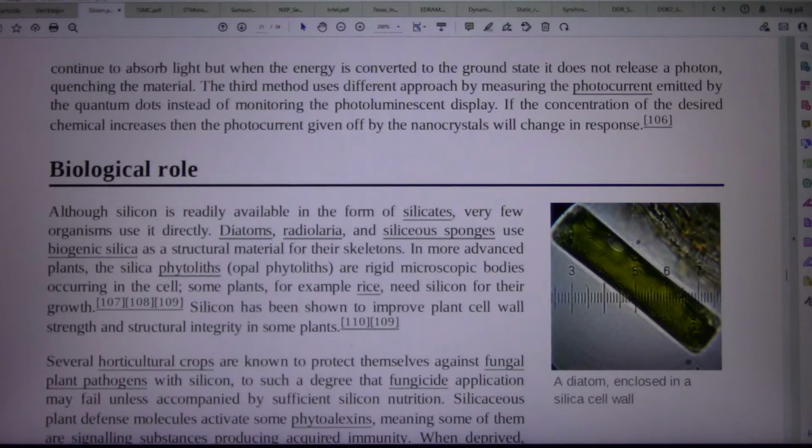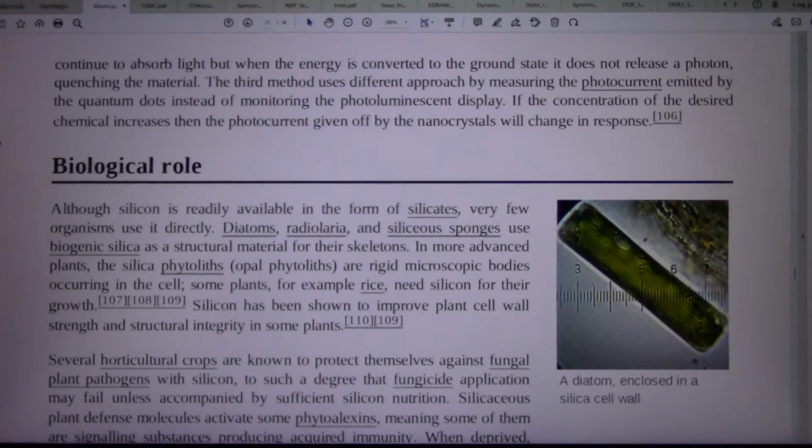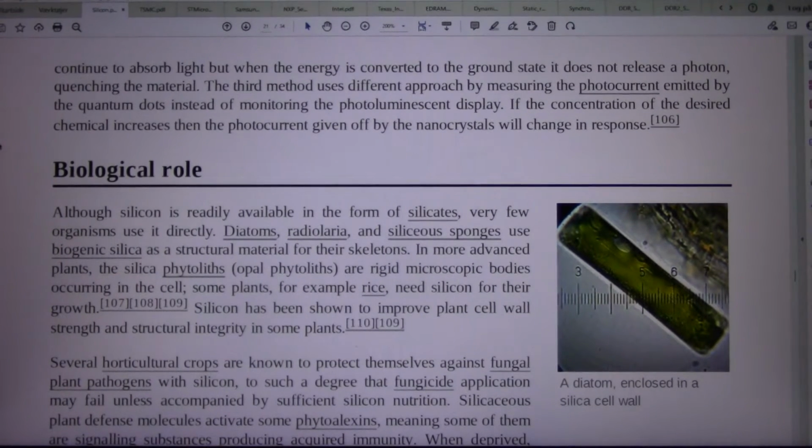Continue to absorb light, but when the energy is converted to the ground state, it does not release a photon, quenching the material. The third method uses a different approach by measuring the photocurrent emitted by quantum dots instead of monitoring the photoluminescent display. If the concentration of the desired chemical increases, then the photocurrent given off by the nanocrystals will change in response.